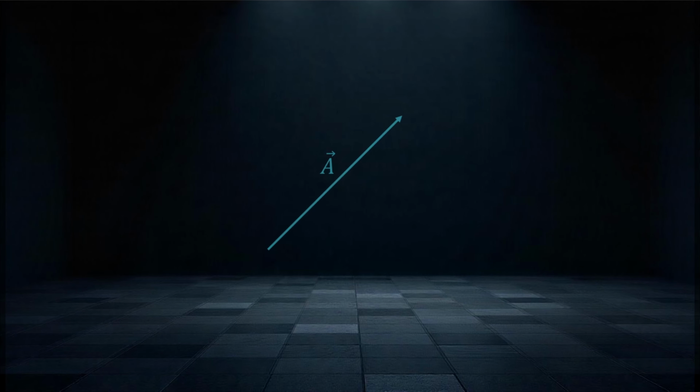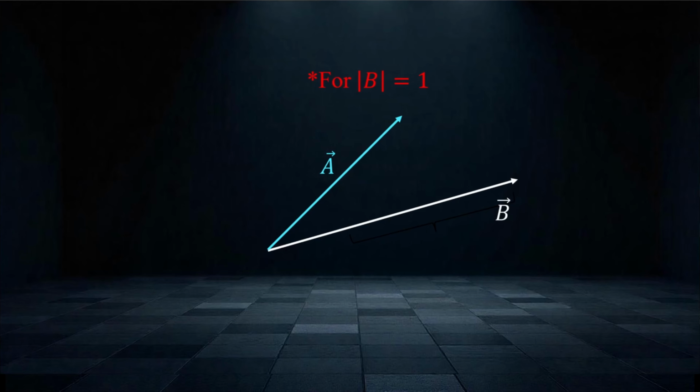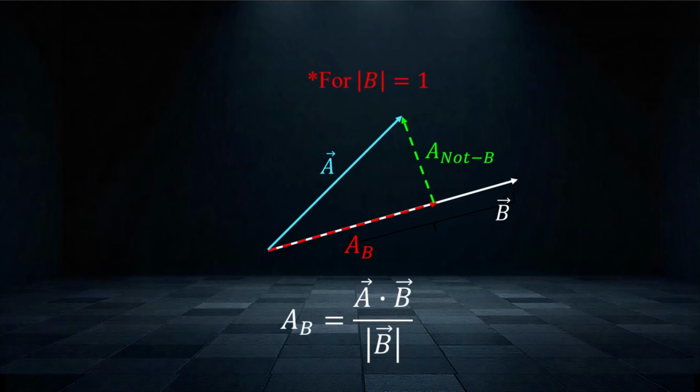If you remember, in the first video about vectors, we learned how to divide a vector into x and y components. Now we're doing something similar, just rotated. Instead of projecting A onto x and y directions, we're projecting it in the direction of B and perpendicular to it. The dot product between A and B gives us the magnitude of the B component of the A vector.